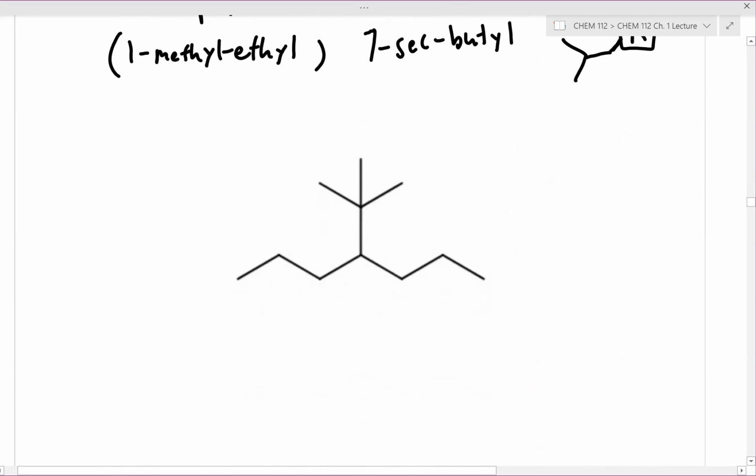So let's take a look at the following molecule, and let's try to name it using IUPAC naming convention. Yeah, and you can abbreviate tert-butyl as just t.